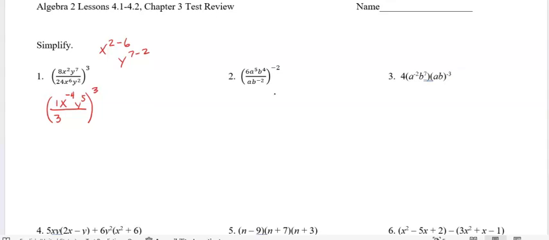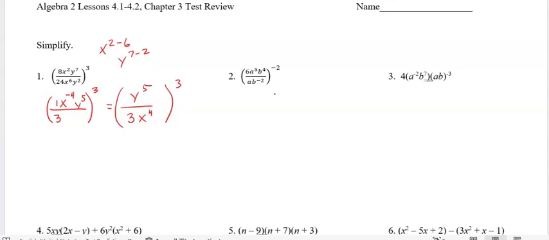Now, since we have a negative exponent, we know that those have to be changed. The way I change x to the negative 4 is I move it to the bottom of the fraction, and then it becomes x to the positive 4. All right, and now I'm going to raise everything inside the parentheses to the third power.